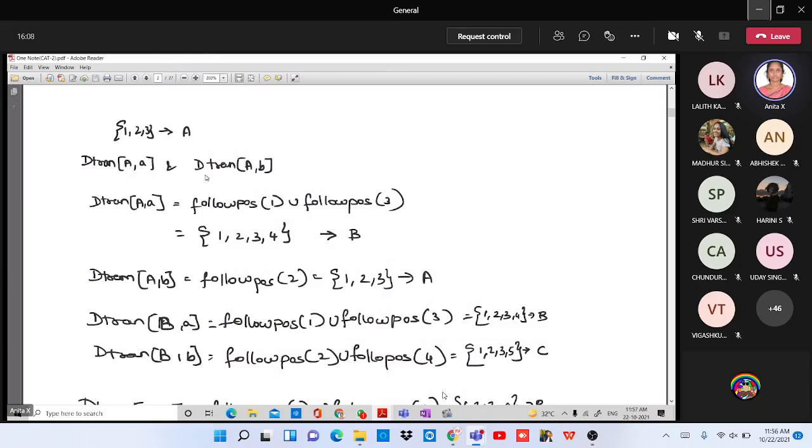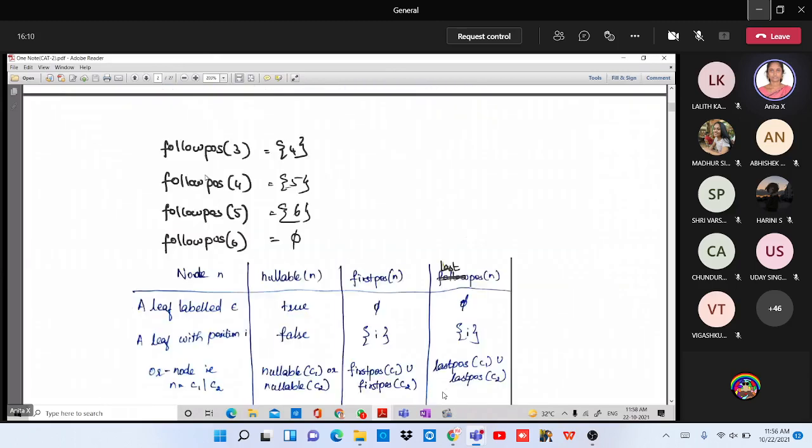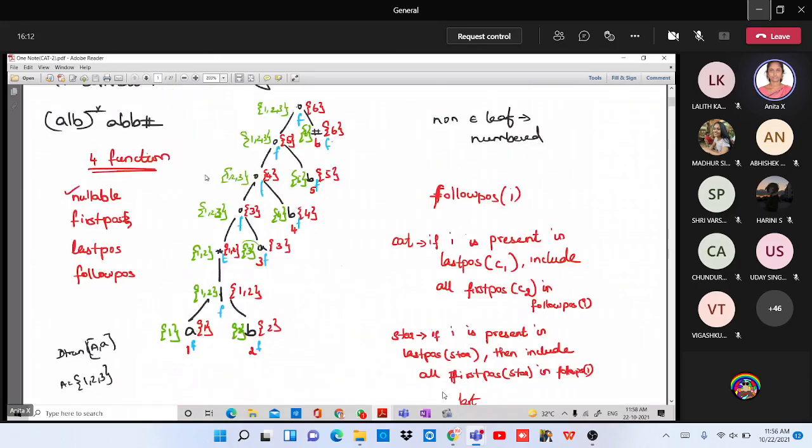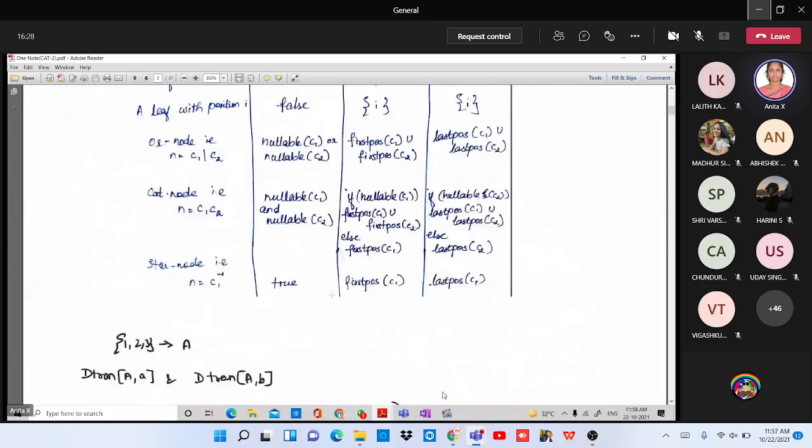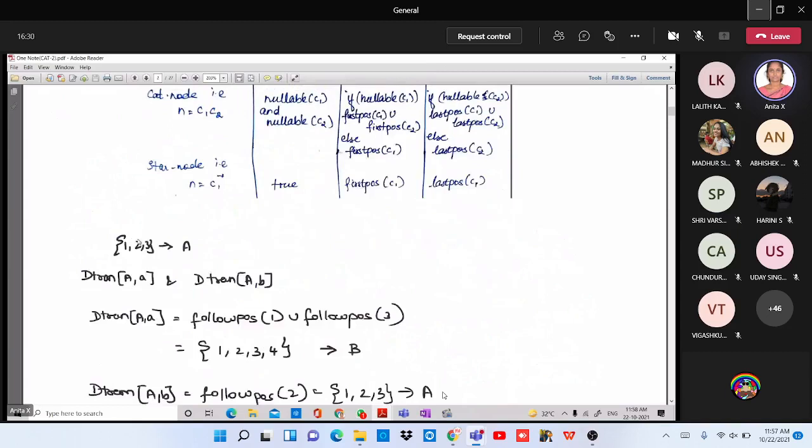DFA. Right. So here what we have to do is the start state of your DFA will be the first position of your root node. This is our parse tree. This is the root node. For this root node, the first position is 1, 2, 3. So 1, 2, 3 will be the start state. Okay, so let me call that state A. 1, 2, 3 together, I'm calling this A.